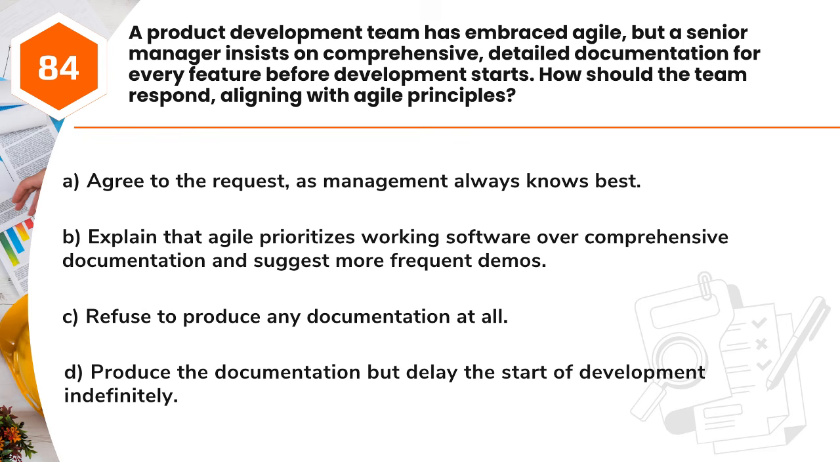Question 84. A product development team has embraced Agile, but a senior manager insists on comprehensive, detailed documentation for every feature before development starts. How should the team respond, aligning with Agile principles? A. Agree to the request, as management always knows best. B. Explain that Agile prioritizes working software over comprehensive documentation and suggest more frequent demos. C. Refuse to produce any documentation at all. D. Produce the documentation but delay the start of development indefinitely.